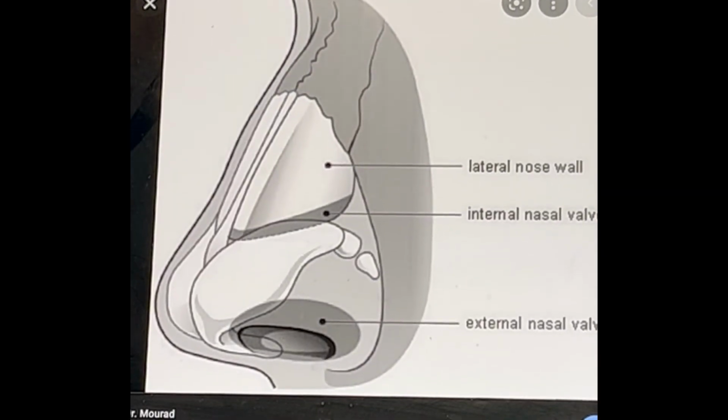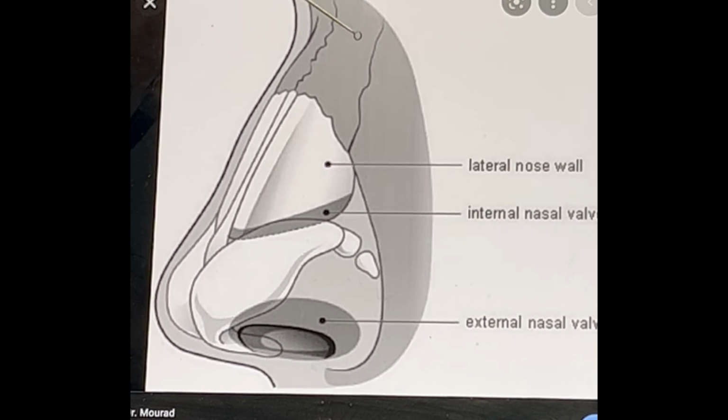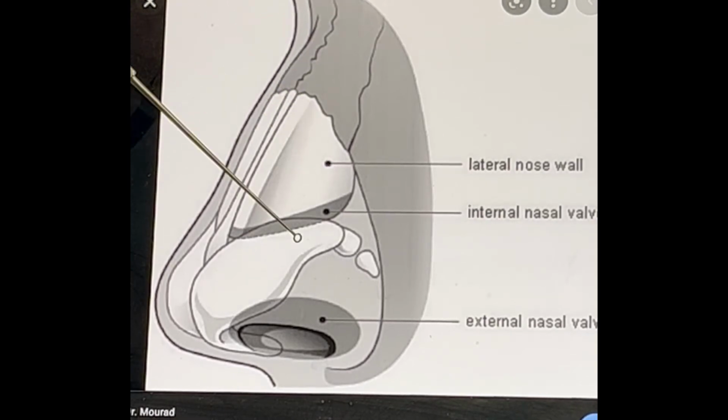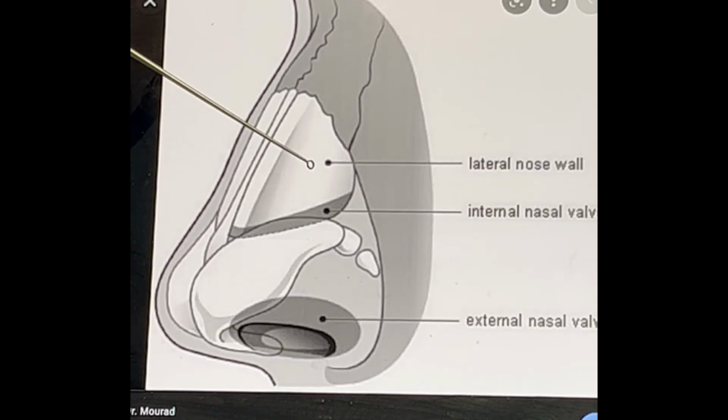Just to show you some anatomy, this is the nasal bone, this is the upper lateral cartilage, this is the lower lateral cartilage, and obviously this is your nostril where you breathe through. What we find is that the nasal valve is created by the upper lateral cartilage in the way it angles with the nasal septum.